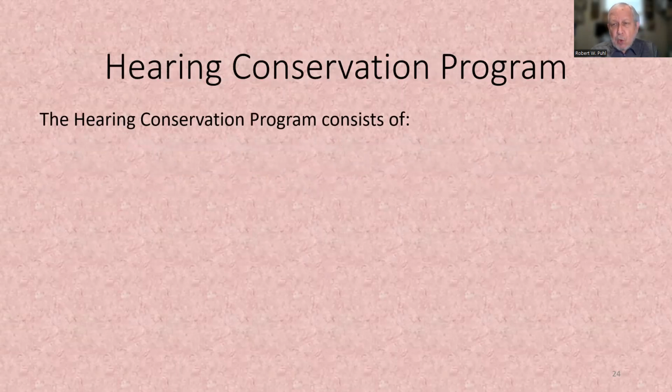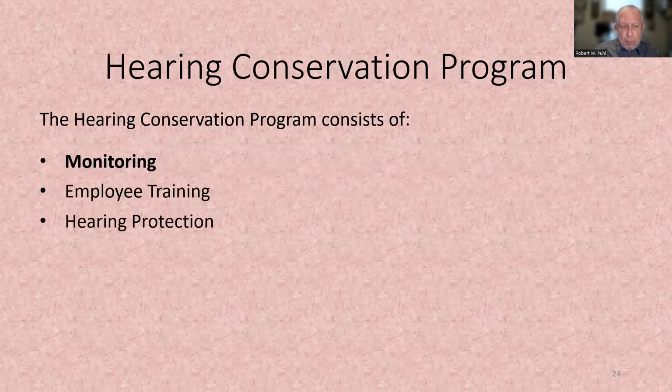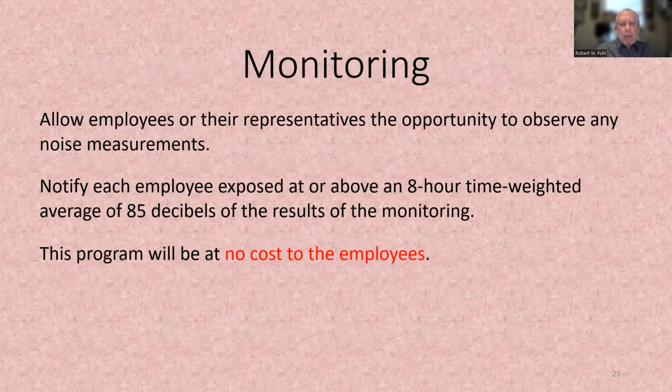The hearing conservation program. Now, you've established you've got some noise level of 85 decibels or above. You've got to put a program in. It consists of monitoring, employee training, hearing protection, and audiograms. If you're going to do monitoring, you allow employees or their representatives the opportunity to observe any noise measurements. You notify each employee exposed at or above the 8-hour time-weighted average of 85 decibels of the results of the monitoring. And this program will be at no cost to the employees. No surprise there, right?